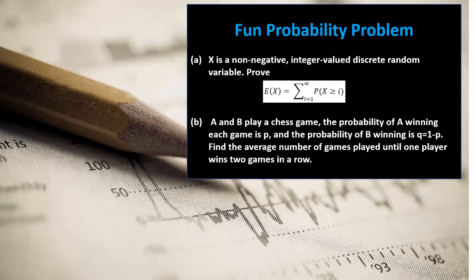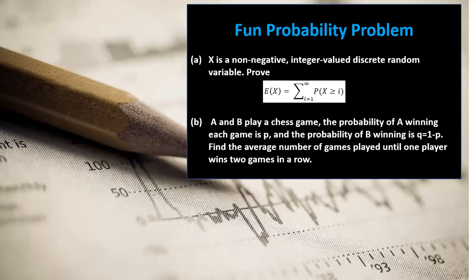And the problem we try to solve today is a little bit of a challenge, but it's fun. So let's take a look here. Let's say x is a non-negative integer-valued discrete random variable. First, we want to prove the expected value of x is equal to the summation from i equals 1 to infinity of the probability x greater than or equal to i.